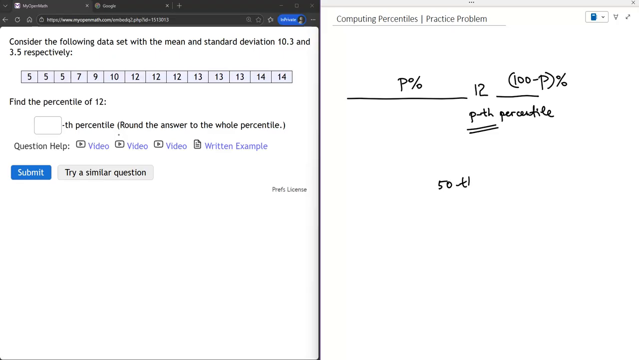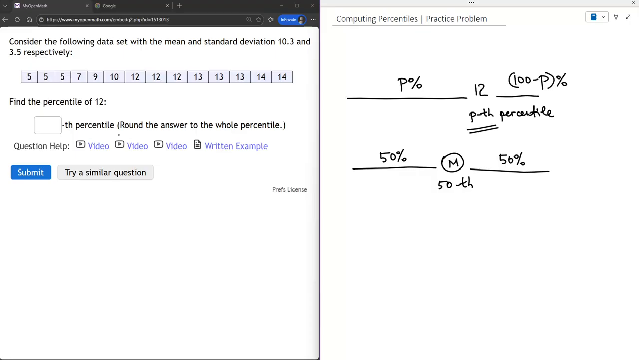So 50th percentile is the value, whatever it is, that divides the data set into two halves. 50% of the data will be to the left, 50% of the data will be to the right. So we recognize median as being the 50th percentile.